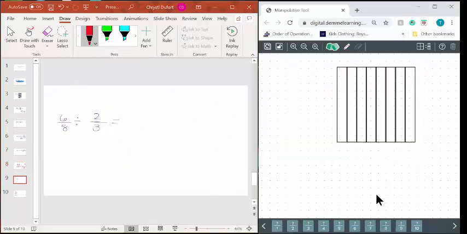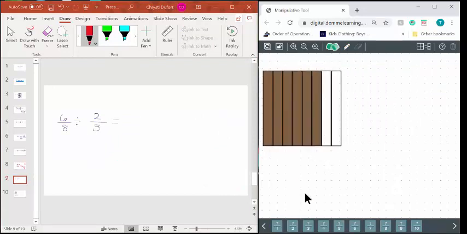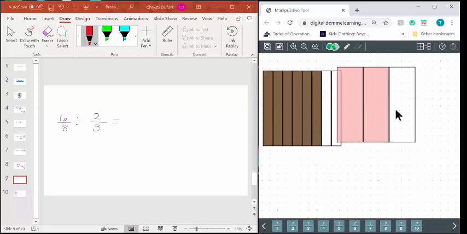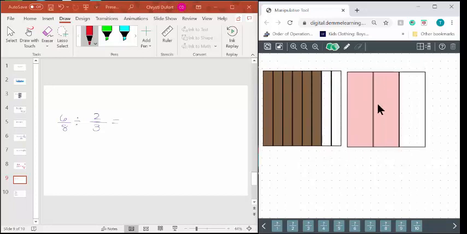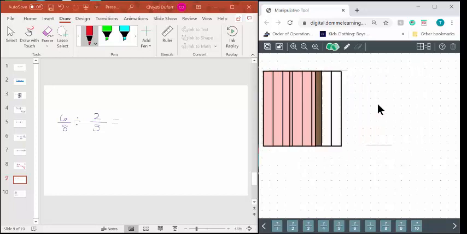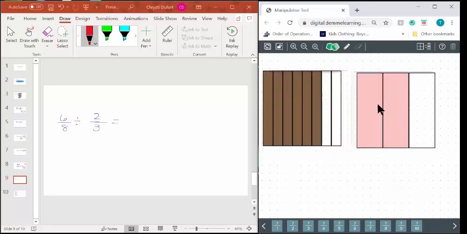So let's get our 8ths. We have 6 of them. And then our thirds, we have 2 of them. All right, so how many times is our 2/3 going to fit into 6/8? So we can see here it'll go in at least once. So we'll go in one whole time and then a fraction part of another time, right?